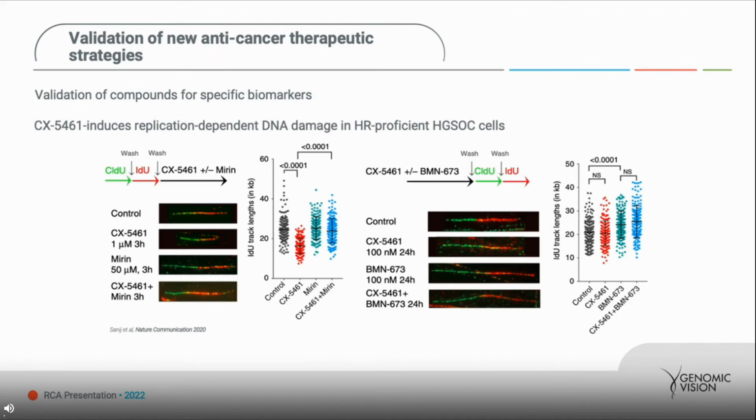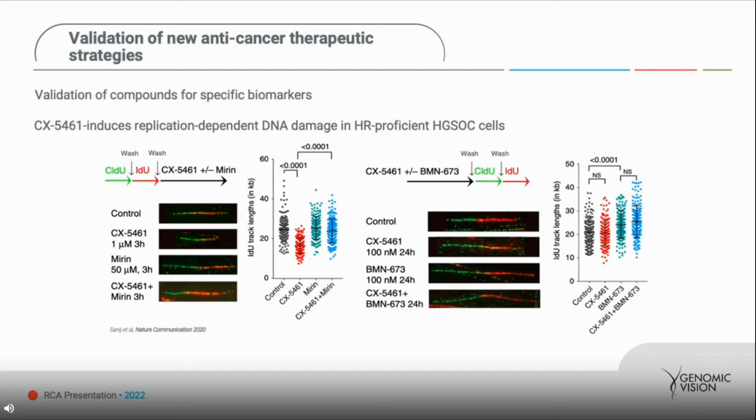So this is an example of the use of molecular combing technology with RCA for a new anti-cancer therapeutic strategy. BRCA1, 2, and RAD51 play a major role in replication fork stabilization following replication stress by preventing nucleolytic degradation of replication forks by the nuclease MRE11. And in this paper, Dr. Sanij and her team wanted to investigate the effect of CX5461 on fork stabilization in OVCAR8 cells.